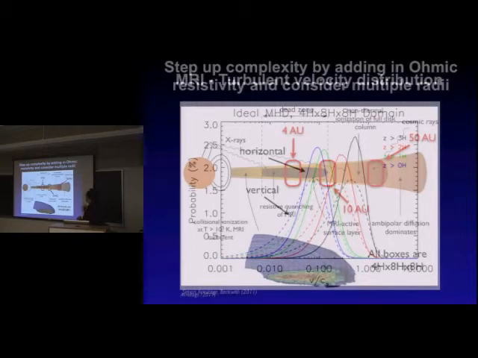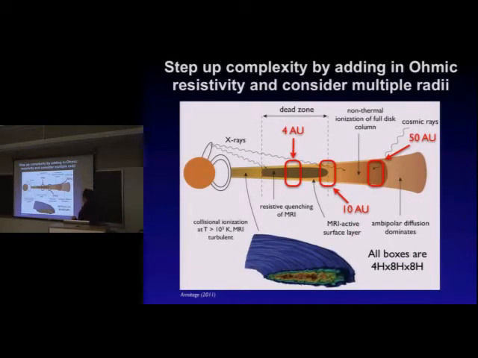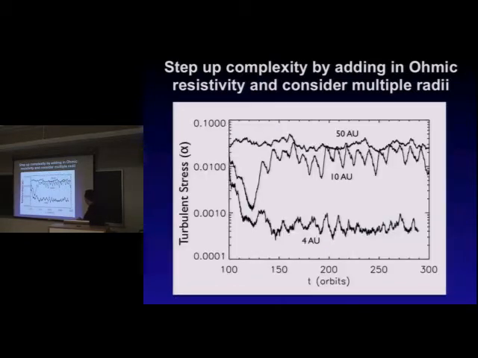So, let's step up the complexity and add in some ohmic resistivity and consider these other radii. This is a time evolution of the turbulent stress, the alpha value, at these other radii. At 50 AU, again without any ambipolar diffusion, you get about 0.01, actually more like 0.03, but in order of magnitude. So this is what you would expect in the ideal MHD limit. In the dead zone model, you would get much smaller values, so this is only the surface layer accretion.